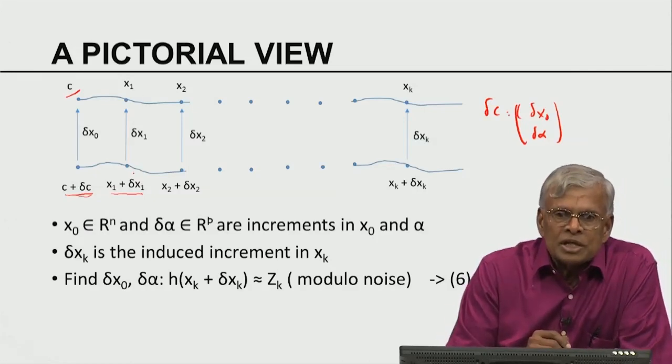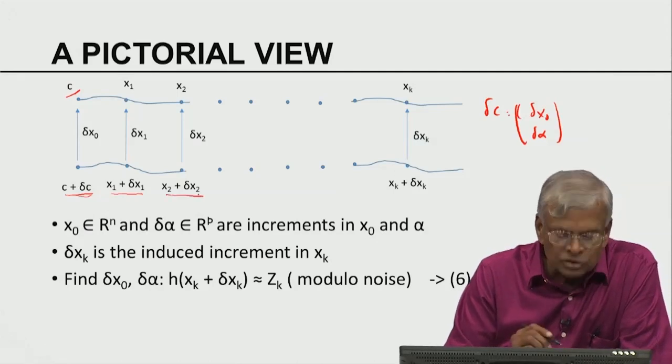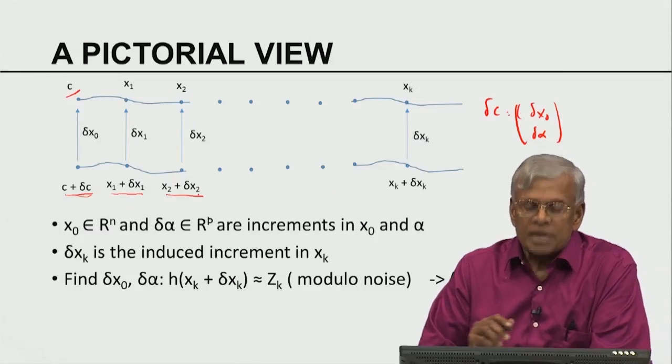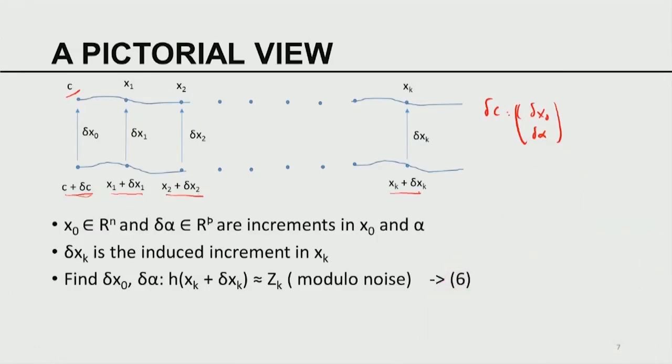Delta X1 is the change in the state at time 1, X2 plus delta X2, delta X2 the change in the state at time 2, Xk plus delta Xk the change in the state at time k. All the delta Xk are induced by two changes: one, delta X naught in the initial condition, and two, delta alpha in the parameters. So delta X naught belongs to Rn, delta alpha belongs to Rp. These are increments in X naught and alpha. Delta Xk is the induced increment in Xk at time k.